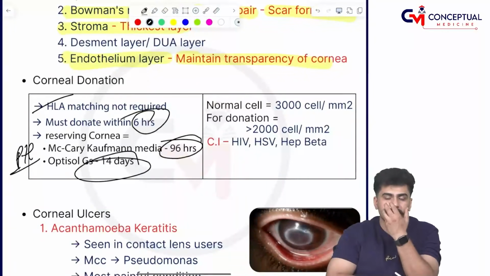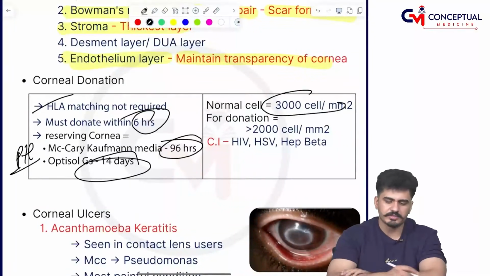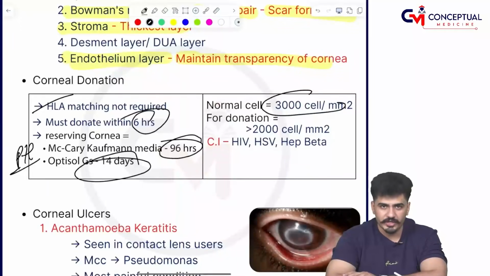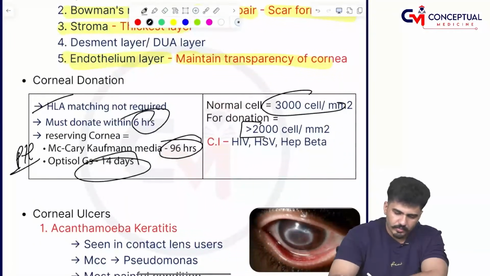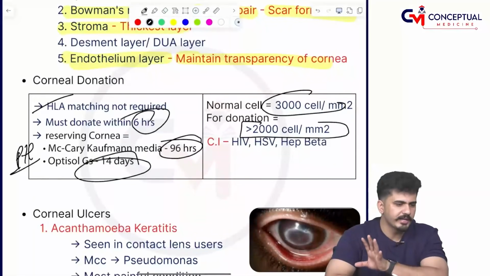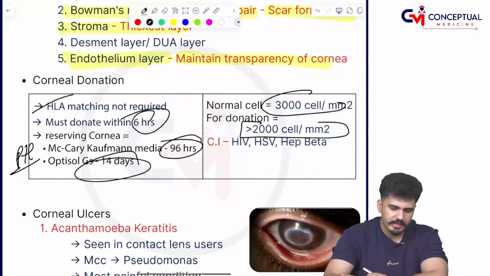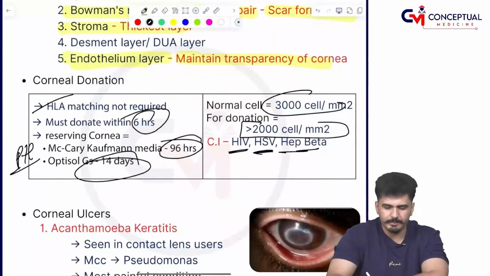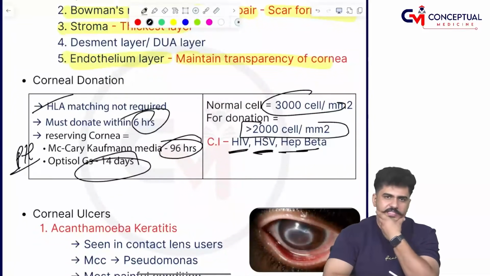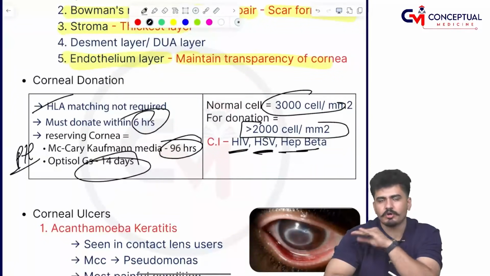Now what is the normal cell count in a living person? That is 3000 cells per millimeter square. But for a donation, it requires at least more than 2000. And what is contraindicated, where you will not take? Remember HIV, HSV, hepatitis B. HSV, HIV and hepatitis B, you will not take cornea of these people.